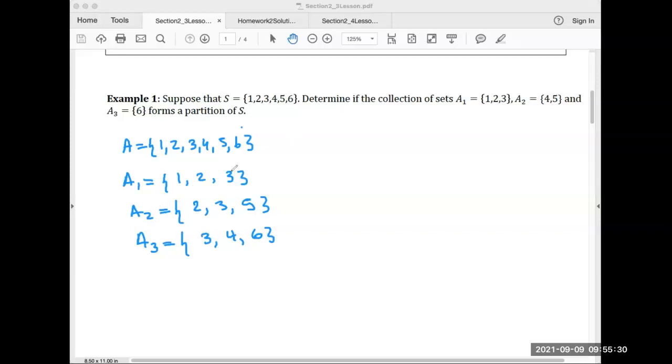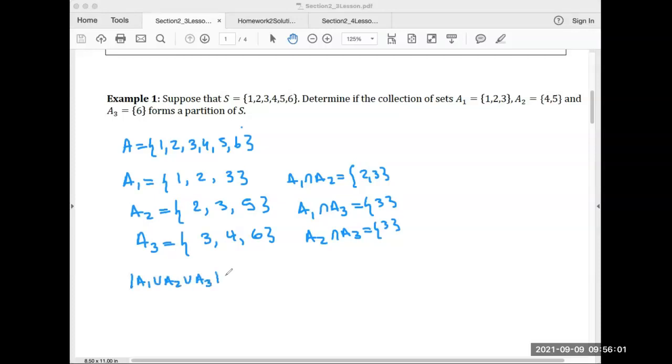All right, so let's see. A1 intersect A2 is 2 and 3. So that's the intersection between these. A1 and A3 is 3. And A2 and A3 is 3, right? Okay, so the cardinality of the union, so if I put all of them together, this is 6 elements, okay?